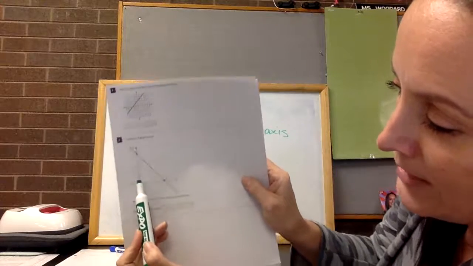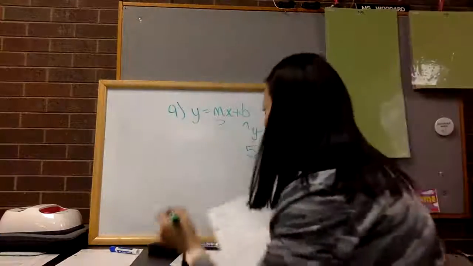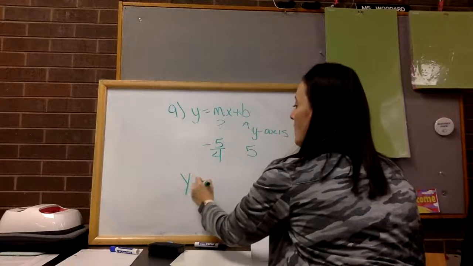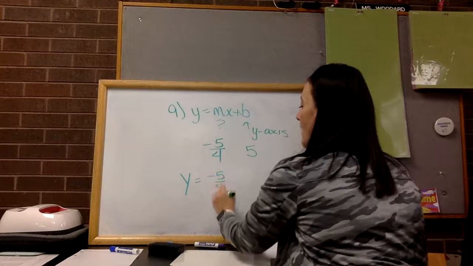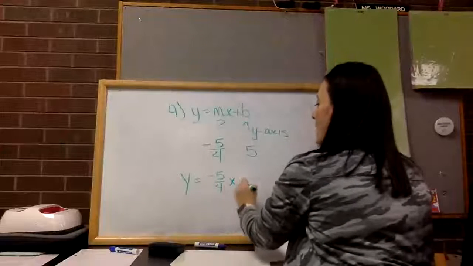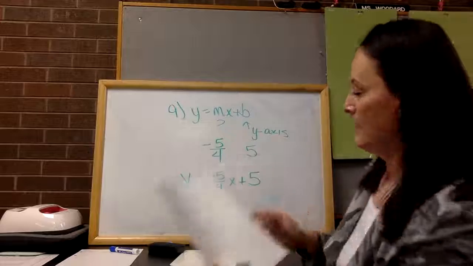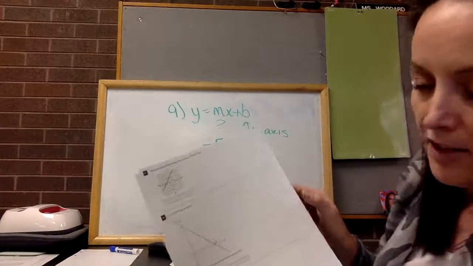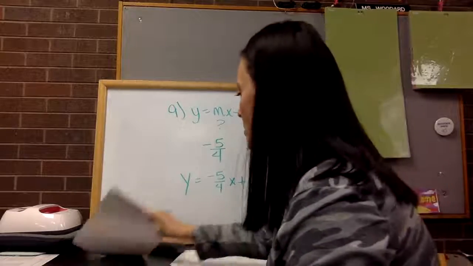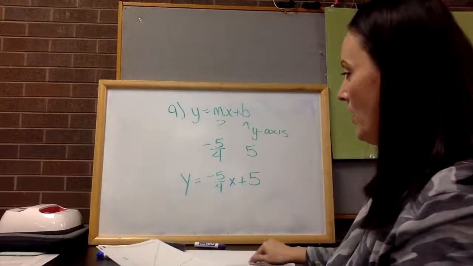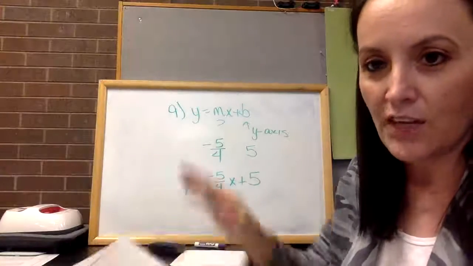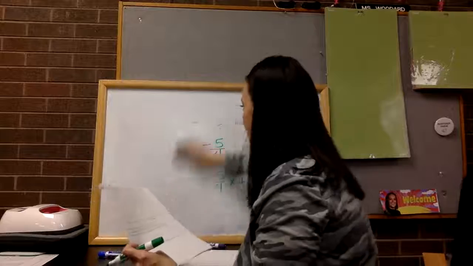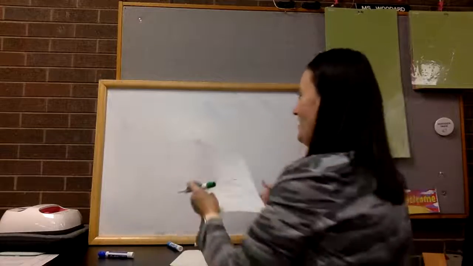It looks like I'm going down 5 and over 4. So down 5 and over 4. In slope-intercept form, I got y equals negative 5/4 x plus 5. When you write this on your device, make sure that you use the slash for the fraction. The slash is next to the shift key by your arrows at the very bottom of the keyboard. So that's number 9.